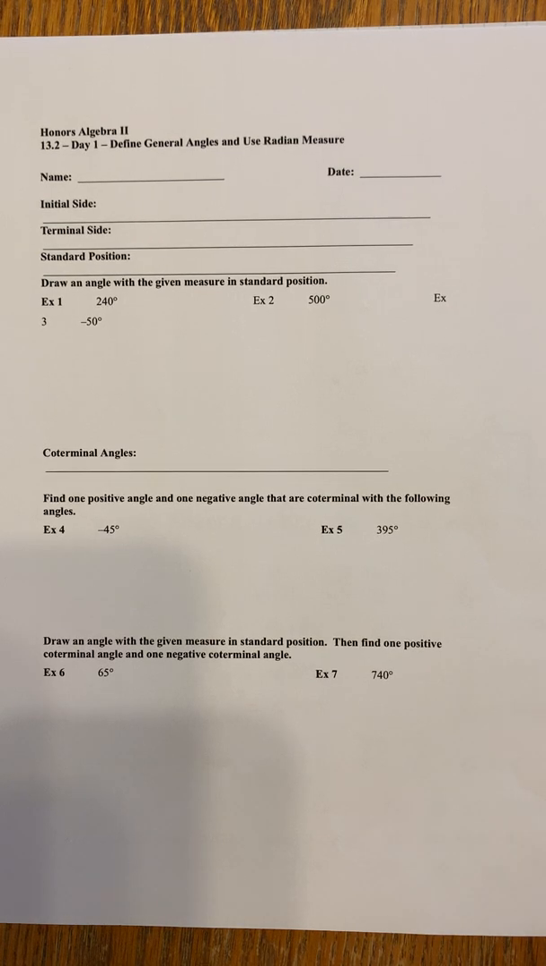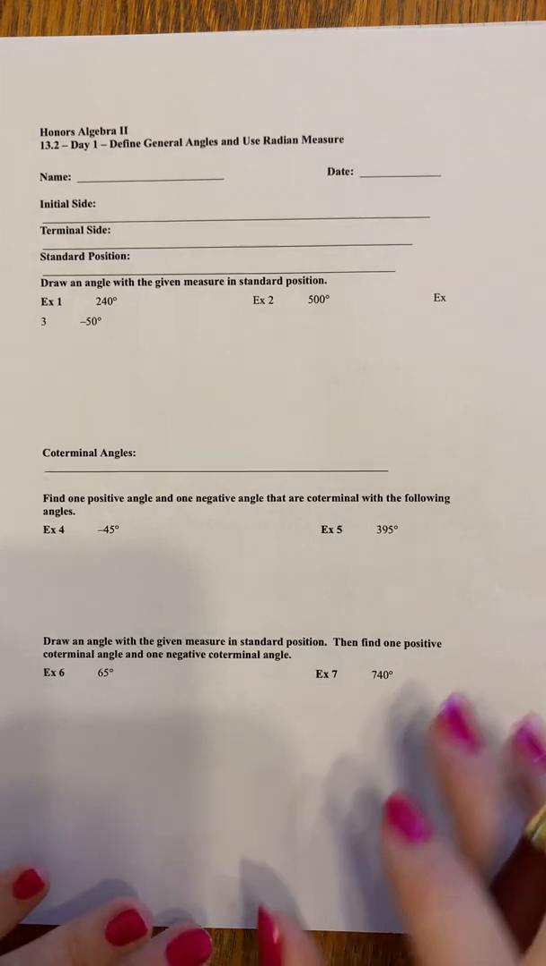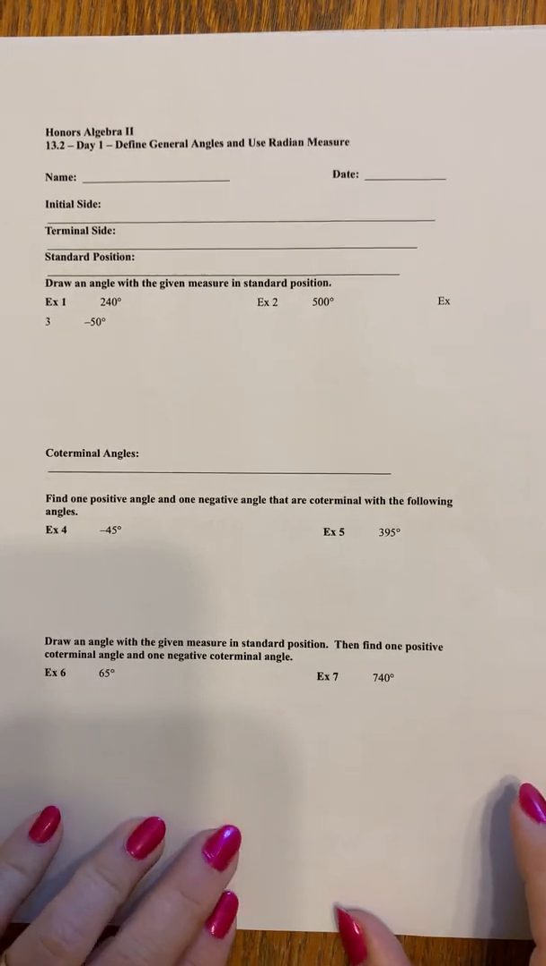We are looking now at 13.2 day 1. We did 13.1 in one day. It wasn't as complicated. All right, so what we're going to be doing is talking about angles in radian measure. You did a little bit of this in geometry. Let's see how much, and some of this will be new.